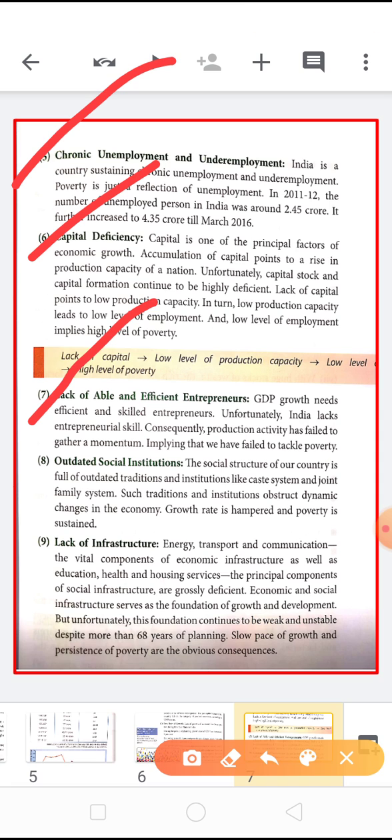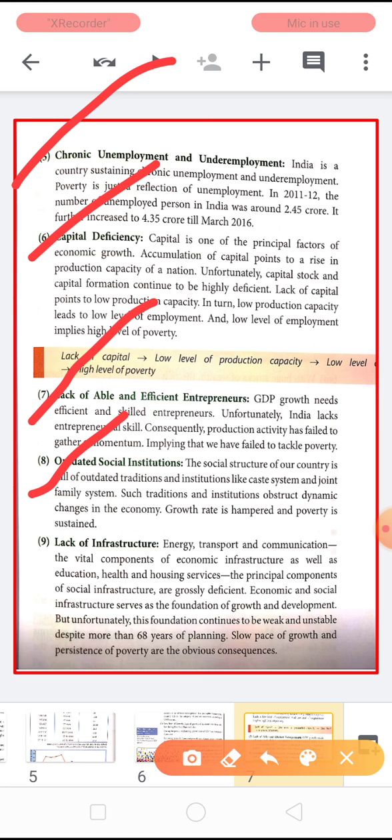Next is lack of able and efficient entrepreneurs. Children, GDP growth rate needs efficient and skilled entrepreneurs. Unfortunately, we all know that India is lacking in entrepreneur skills. Consequently, the production activities have failed to gather momentum, which implies that we have failed to tackle poverty.